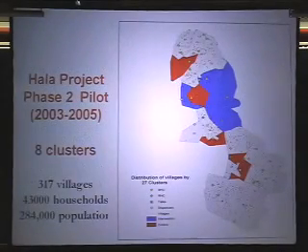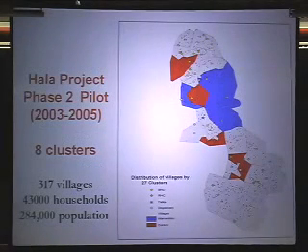Our first project was in 24 clusters in Hala, and I'm sharing with you data from the pilot phase. As a pilot, this was in 8 clusters, not small, 300 villages, 280,000 population. And the intervention that we evaluated here was a mix of two things.